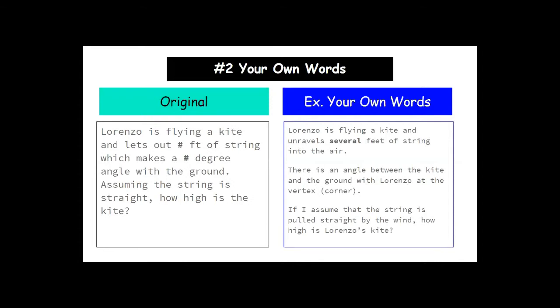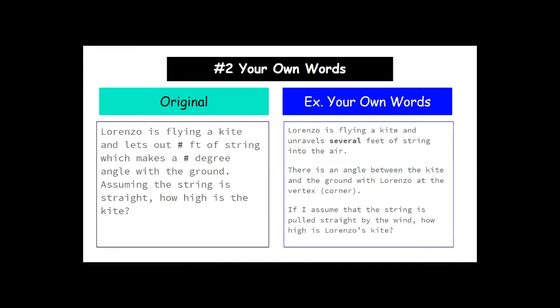Also, I expanded the angle portion by saying there is an angle between the kite and the ground with Lorenzo at the vertex. The vertex is the corner of the angle, and that's another vocabulary word that you can include into your toolbox. And this sentence helps us to visualize the angle that's being created.